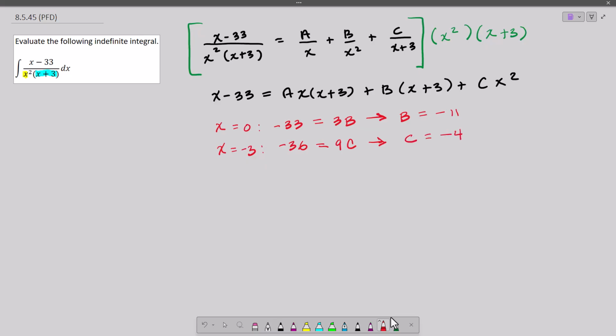All right, we have one more unknown to go. We don't have a true convenient value that's left, but we can pick a convenient-ish value, like 1 or negative 1 or whatever. Doesn't really matter. So let's just go ahead and pick 1. On the left, 1 minus 33 is negative 32. On the right, plugging in a 1 will give us 4 times a plus 4 times b plus c. We're going to take the b and plug it in there. We're going to take the c and plug it in there, and then solve for a.